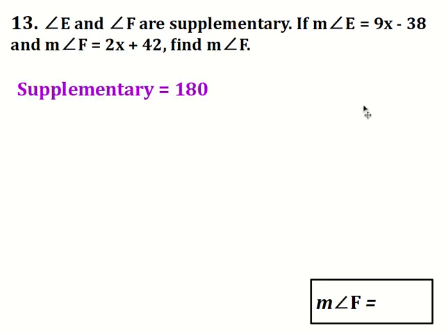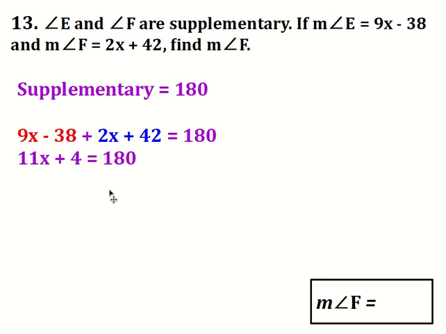So the first thing we have to decide on is, okay, what does supplementary mean? Supplementary means that they add up to equal 180. So then I'm going to take each one of those angles, angle F and angle E, and add them together to equal 180. I'm going to combine like terms. I'm going to start moving my constant over, so I'm going to subtract 4. 11x equals 176. Divide by 11 on both sides. And then x equals 16.